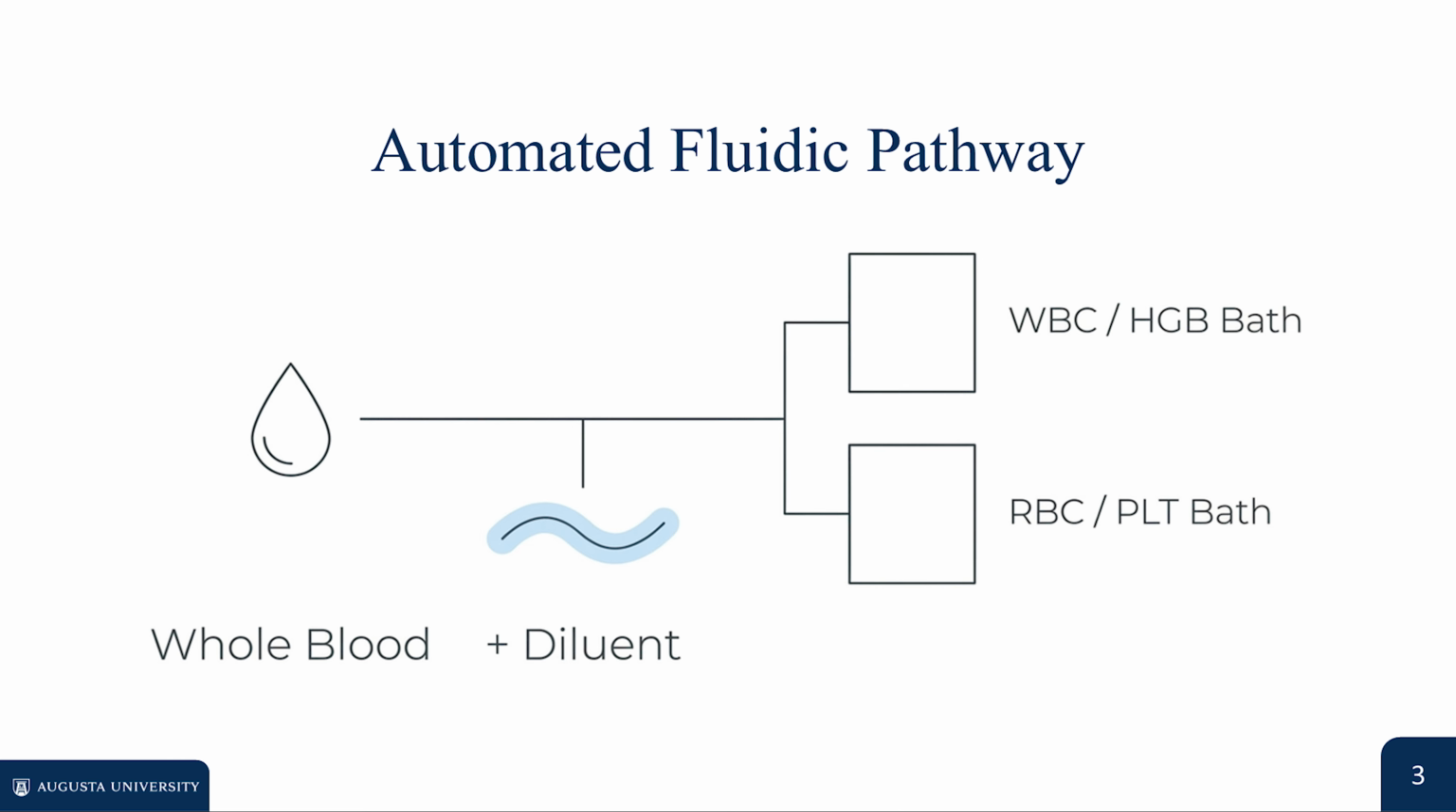This architectural split allows simultaneous, independent analysis of white blood cells and hemoglobin in one chamber and native red blood cells and platelets in the other.